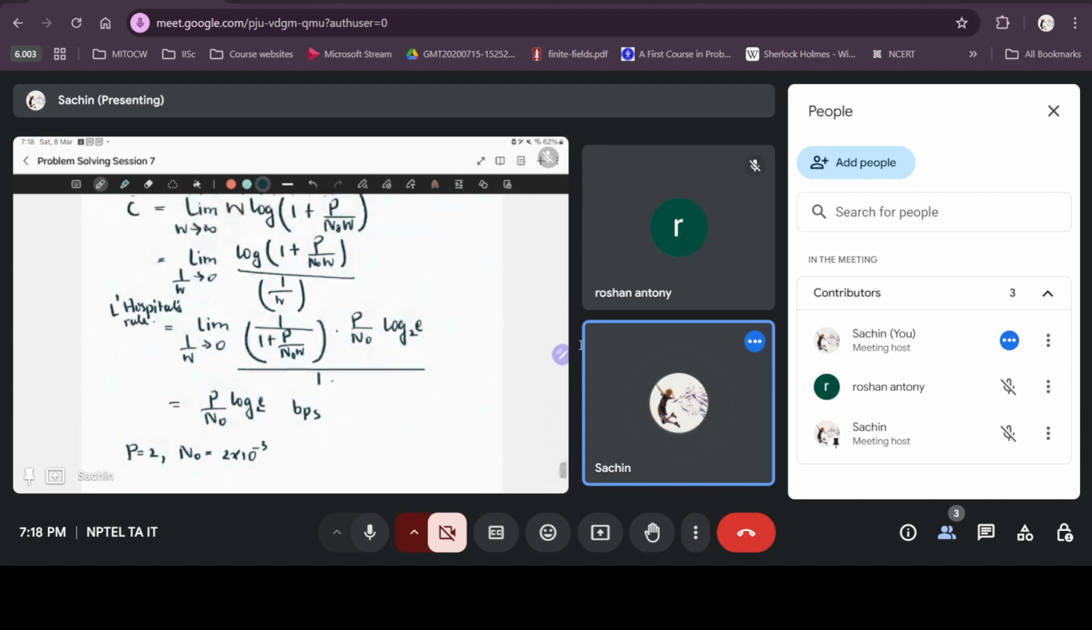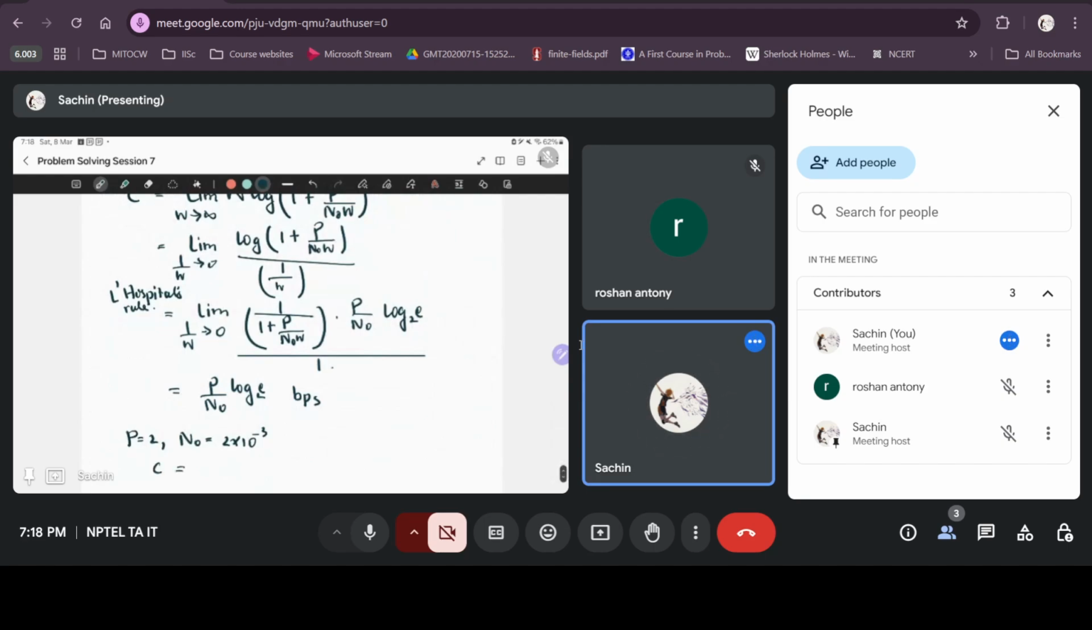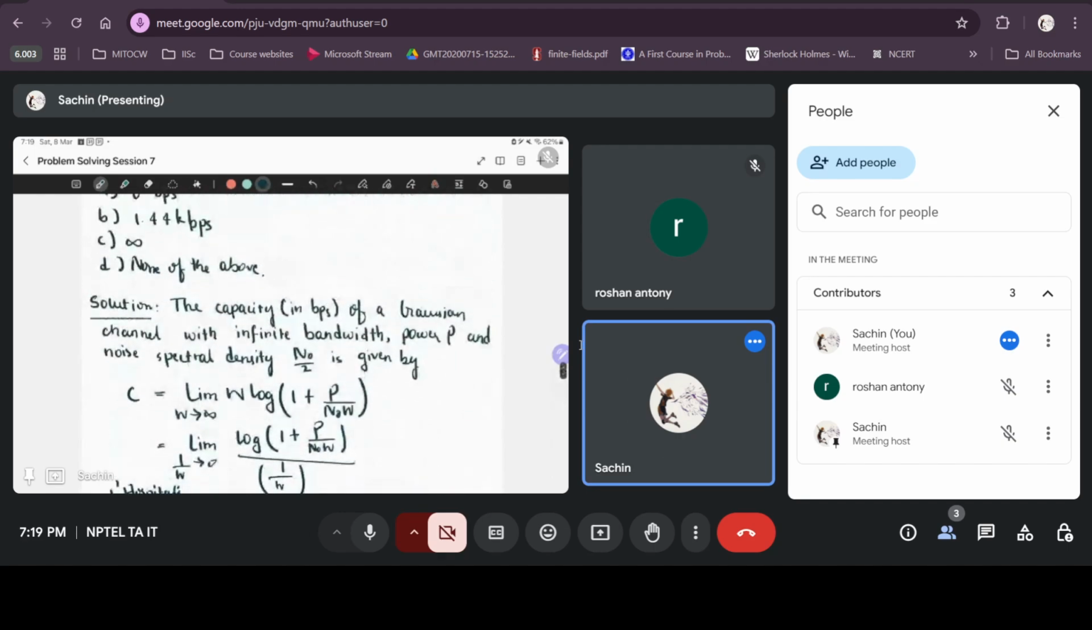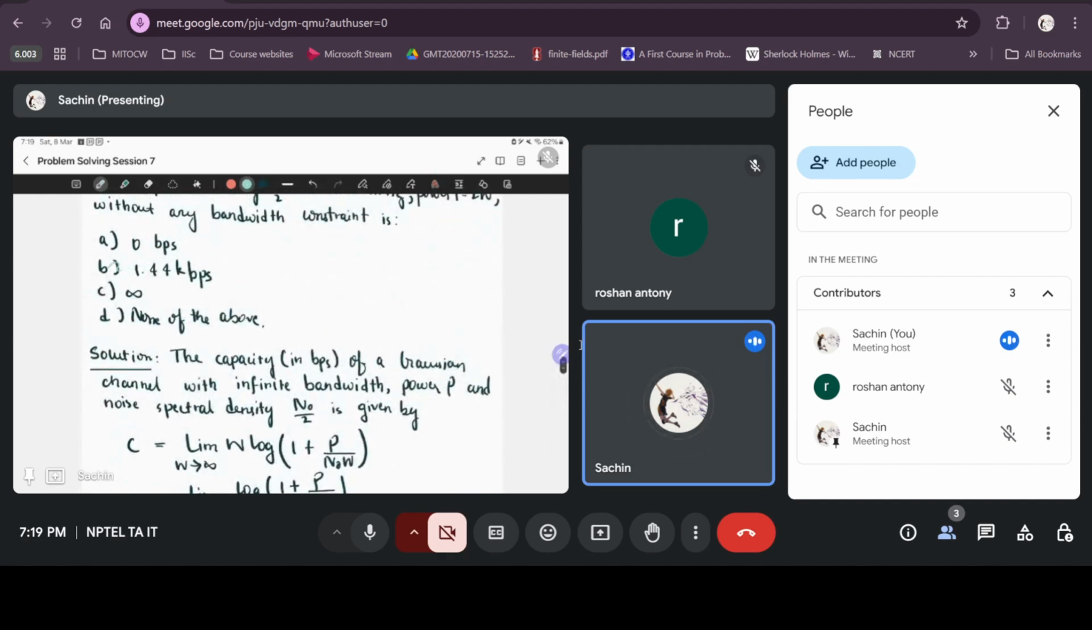So you will end up with C is 2 over 2 into 10 power minus 3 times log e to the base 2, which is 1.44. This is in bits per second. This is nothing but 1.44 kilobits per second, which is option B.